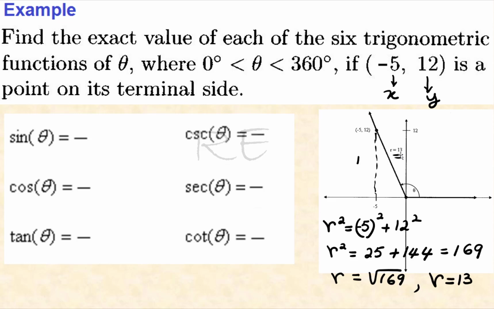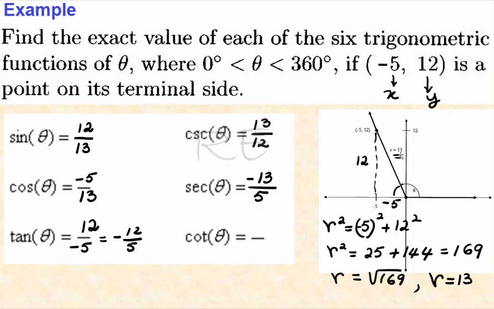So now the sine of theta will be the opposite over the hypotenuse, so it's 12 over 13. Cosecant theta is the reciprocal of sine, so it's 13 over 12. Cosine theta is adjacent over hypotenuse, -5 over 13. Secant theta is the reciprocal, so it's -13 over 5. Tangent theta is opposite over adjacent, 12 over -5, which is -12 over 5. And cotangent theta is the reciprocal, so it's -5 over 12.